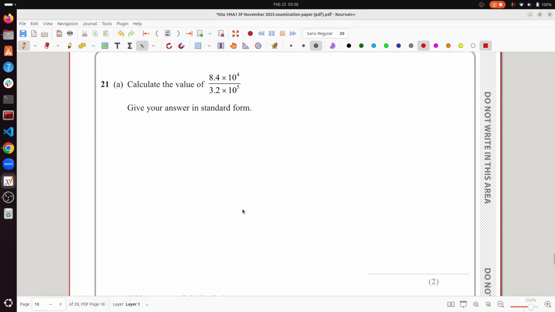Calculate the value of 8.4 times 10 to the power of 4 divided by 3.2 times 10 to the power of 5. Give your answer in standard form. Since we're giving our answer in standard form, I need to do 8.4 divided by 3.2, and that gives me 2.625 times 10 to the power of 4 divided by 10 to the power of 5. That gives me 10 to the power of minus 1. It's already in standard form, so that's my answer.